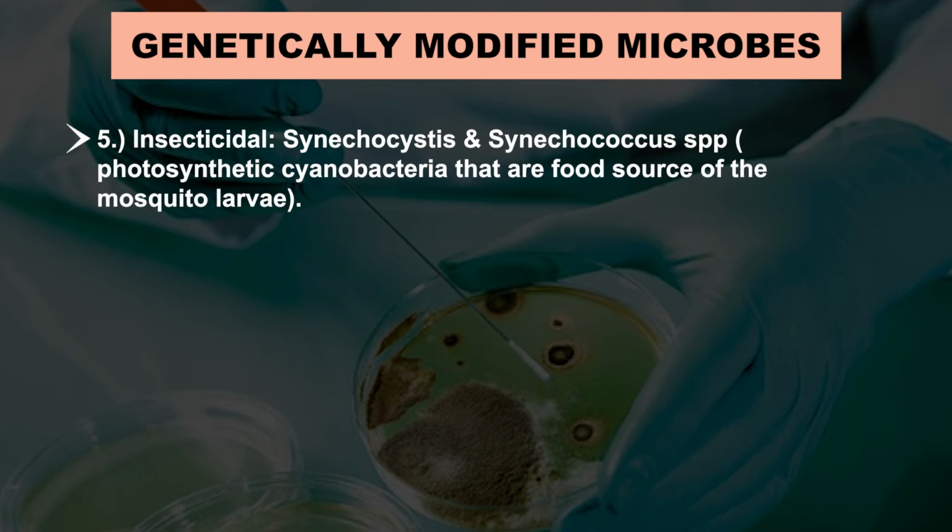Next, use as an insecticidal product. Toxin gene from the Bacillus thuringiensis is inserted into Synechocystis and Synechococcus species, photosynthetic cyanobacteria that are food source of the mosquito larvae. In Caulobacter crescentus and similar bacteria, the insecticidal protein is highly toxic when ingested by mosquito larvae.